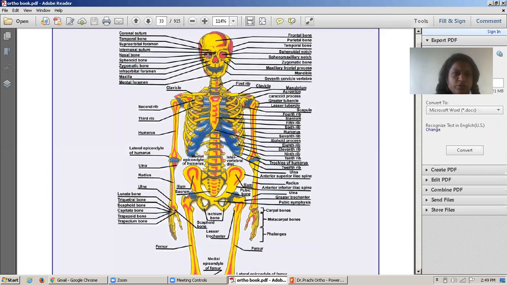this is the sphenoid bone, this one is a nasal bone, just above that there is an internasal suture, then there is an internasal suture, just above that there is a supraorbital foramen, and there is a temporal bone, and this one is a coronal suture just above the temporal bone. Then these are the seven cervical vertebrae.